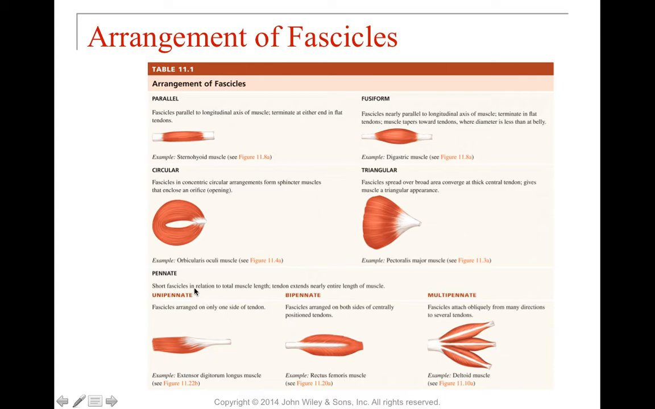Not only can we look at the arrangement of the fascicles, we can also look at how they are aligned on the tendon. So if they're only aligned on one side of the tendon, that's called unipennate. Bipennate would be if they have it on both sides of the tendon, more like a feather. And if we have multiple sets of tendons that are going to come out from one central tendon, right? That's called multipennate, and that's an example of something like the deltoid muscle.